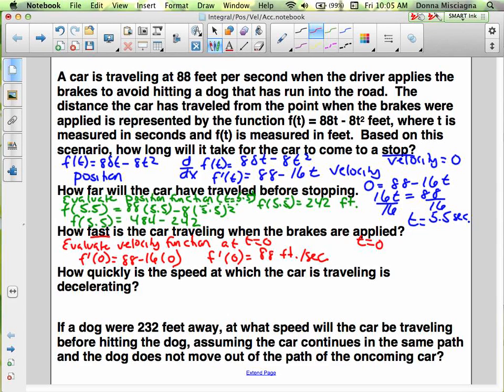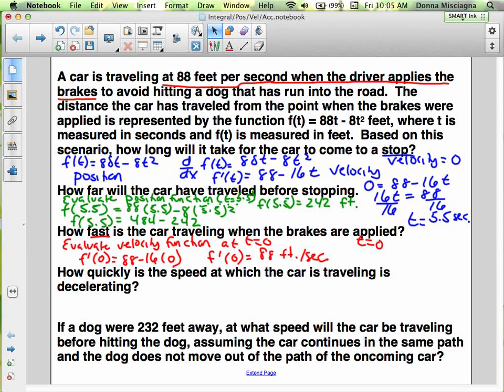88 feet per second. That makes sense because it said it's traveling at 88 feet per second when the driver applies the brakes. So it makes perfect sense that our velocity would be 88 feet per second when t is 0. It says it right there in the question, but now we've shown mathematically that it was really true.